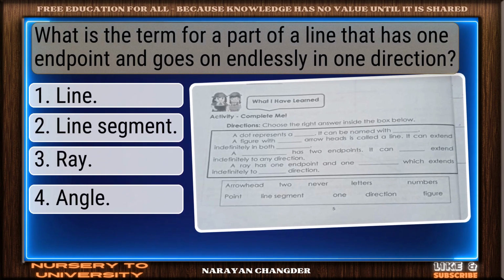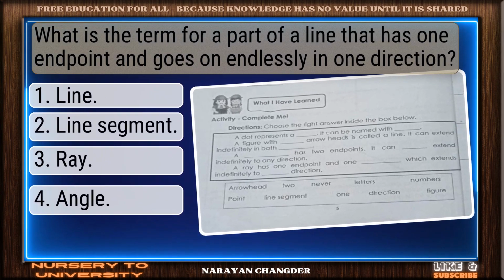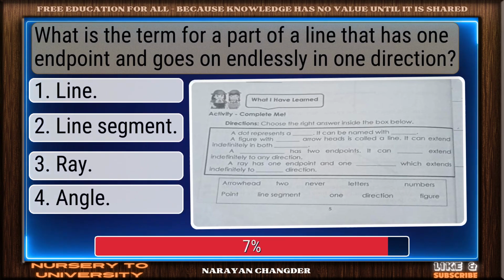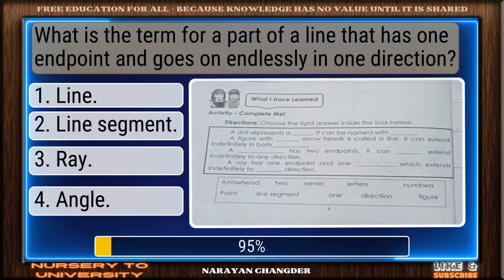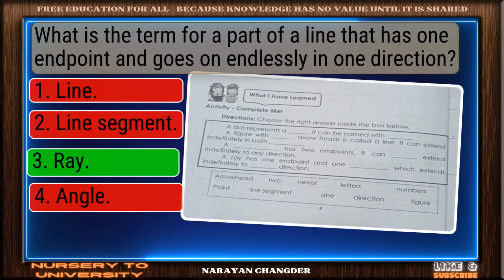Question number 33. What is the term for a part of a line that has one endpoint and goes on endlessly in one direction? Good thinking. Ray is the right answer.